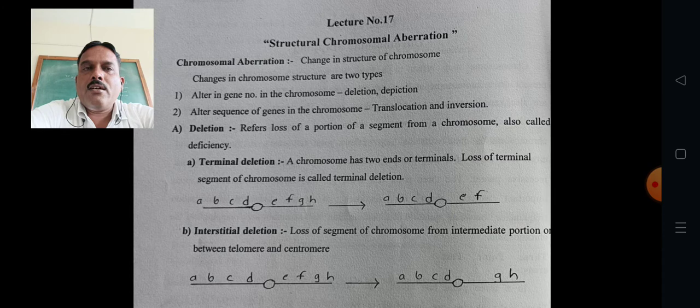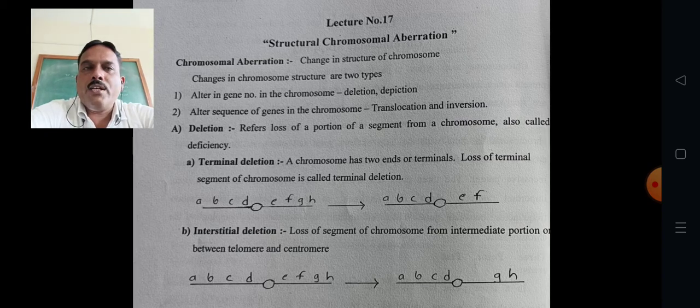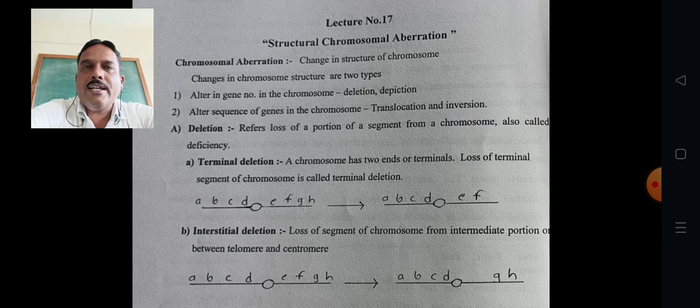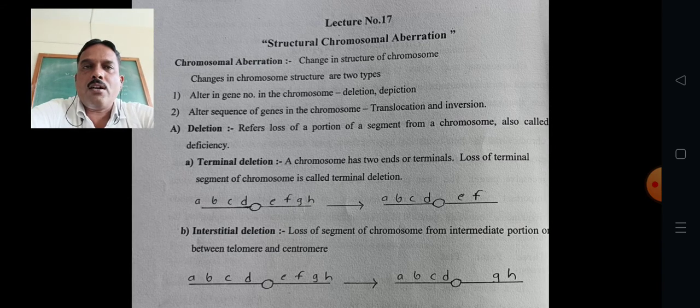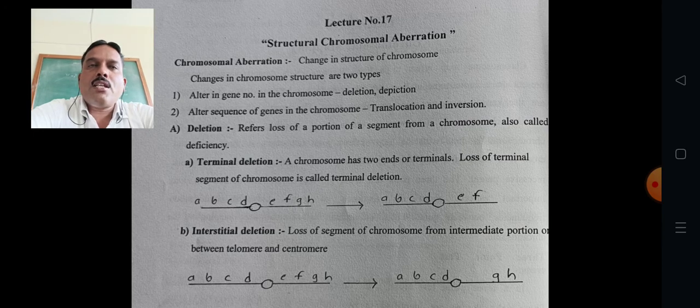In the figure we can observe two arms and one circle, which is the centromere. On the first arm are the genes small a, small b, small c and small d, and on the second arm e, f, g, h, in small letters. This figure is given for understanding purposes, to show how a part or segment is lost when structural deletion occurs and how the gene number is altered.